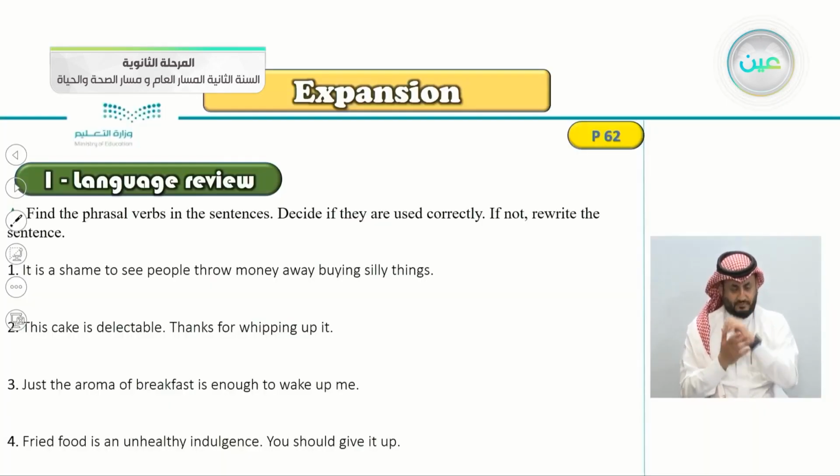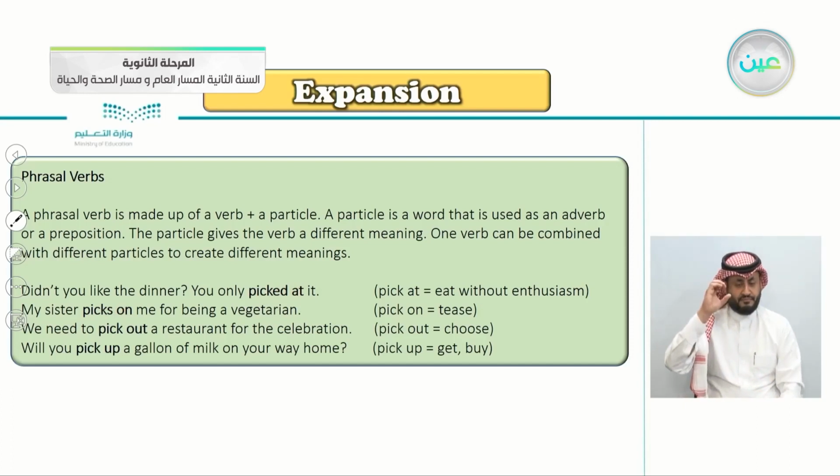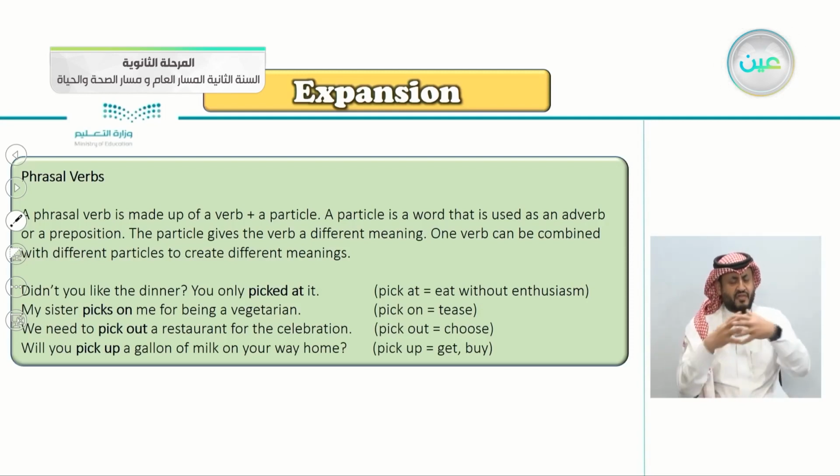So this is talking about the phrasal verbs lesson, if you remember it from Unit 2. A phrasal verb is made of a verb plus a particle, just like picked at, or picked on. A particle is a word that is used as an adverb or preposition. The particle gives the verb a different meaning. One verb can be combined with different particles to create different meanings. For example, pick at means eat without enthusiasm. Pick on, pick out means choose, pick up means to get by.